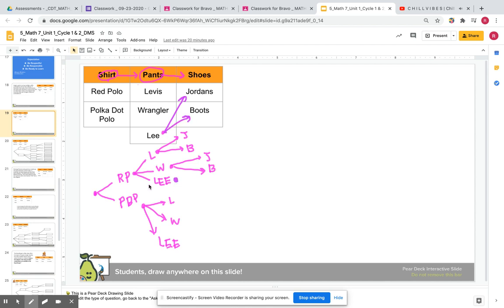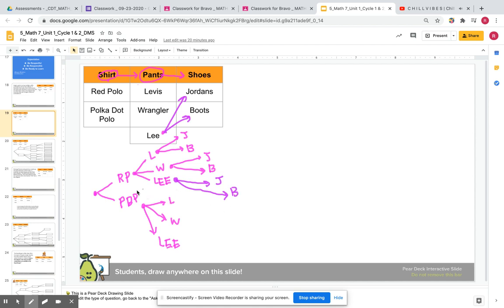Very similar to how we always start, we start with a dot and we branch out depending on the options we have. We have two options. And I'm making the tree a little bit weird because I can't fit it all in. That's Jordan, and that's boots.